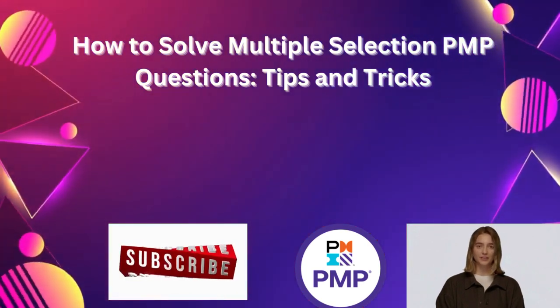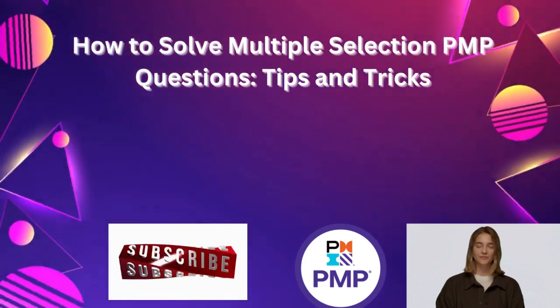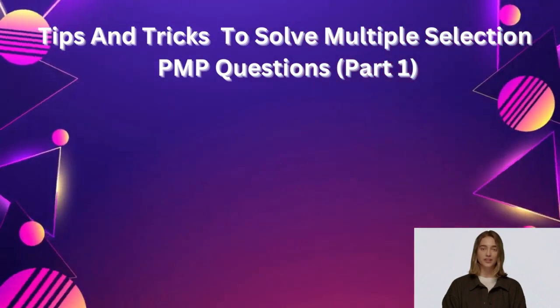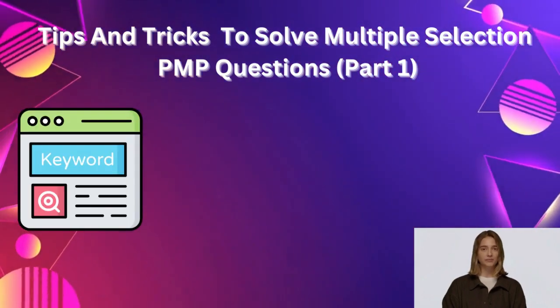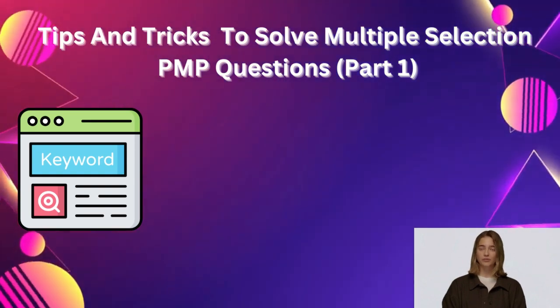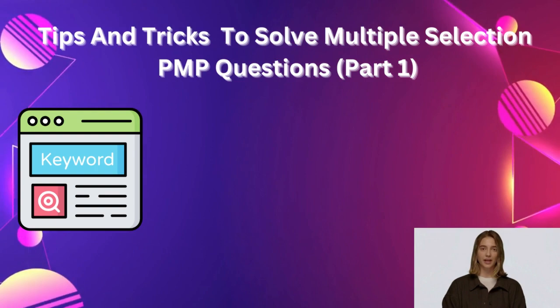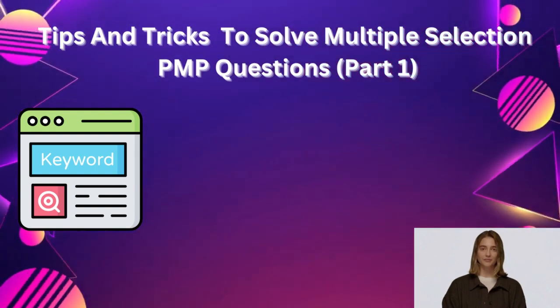Now, let's dive into this interesting topic. When solving multiple selection questions, pay close attention to keywords like best, first, next, or most likely. These words often indicate the preferred or correct action.